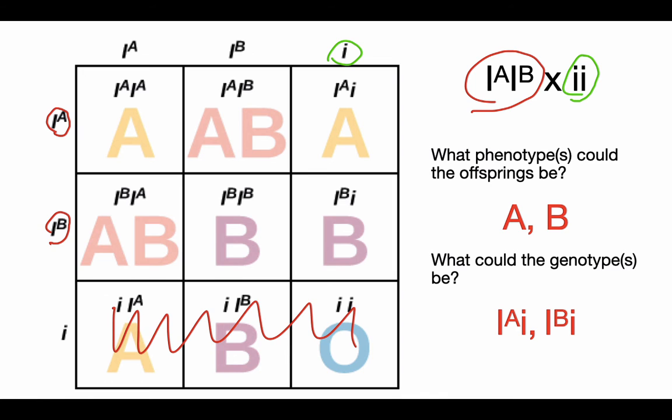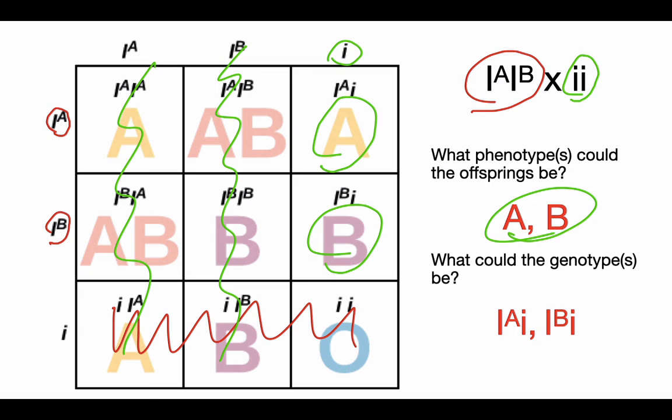It's going to be the same thing. So they can't give anything in this column, can't give anything in this column. So offspring would be A or B. Big I^A, little i, big I^B, little i. All right? If you have a question, put it in the Edpuzzle.